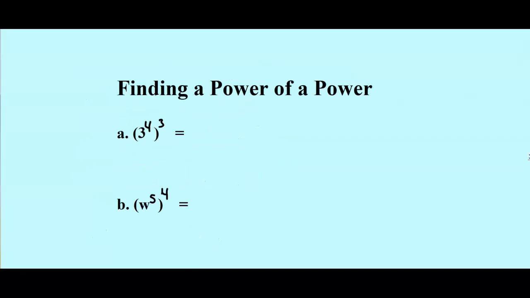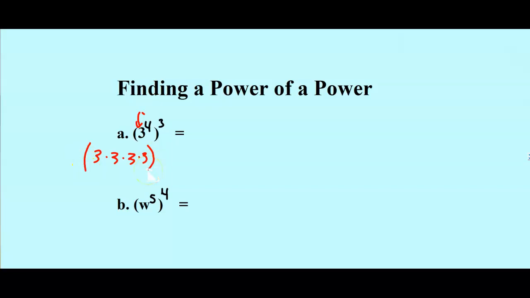All right, let's talk about the power of a power. This is the rule where we are supposed to multiply the exponents. But why? Exponents are talking to the character immediately in front of them. So this 4 is talking to the 3. This means there are 4 3's inside these parentheses: 1, 2, 3, 4. They're all being multiplied together.